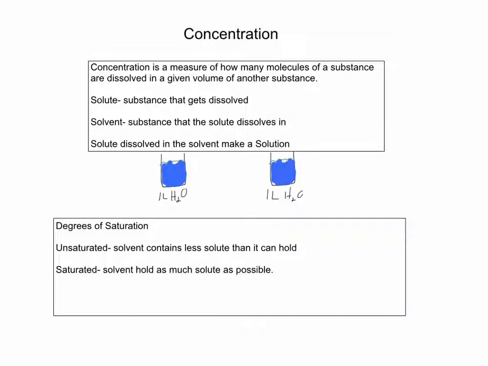The last degree of saturation is supersaturated. And this is when the solvent holds more solute than what should be possible at a given temperature. Well, if saturated is the solvent can't hold any more solute, how can you get something supersaturated? Well, we're going to look at this in lab pretty soon.